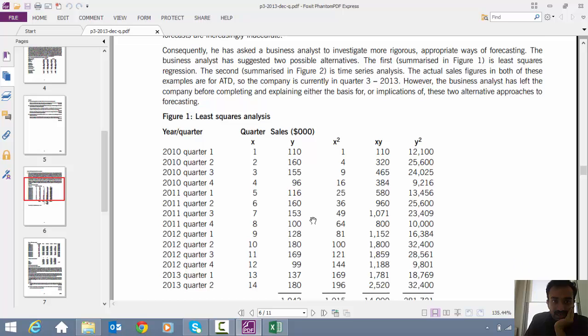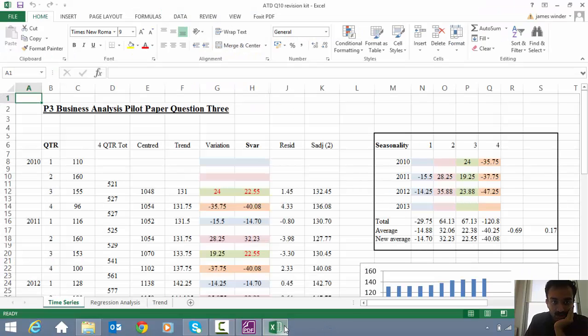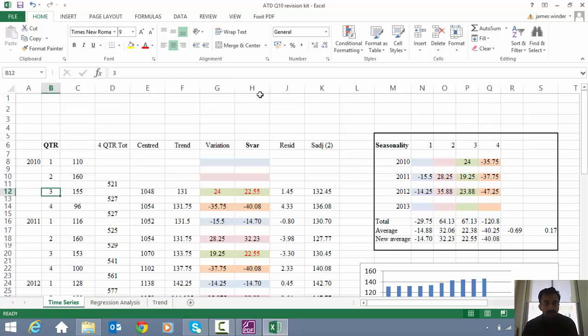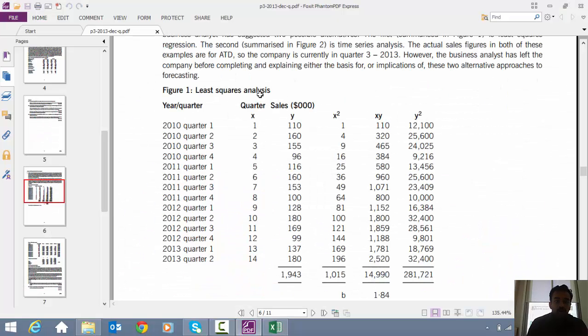Now let's look at the purpose of least squares analysis or regression analysis. I've just put the numbers into an Excel sheet here, which will help us understand the model better. We just keyed in the data there. What do we have there? We have data on the quarterly sales for the 4 years from 2010 to 2013. You've been given data for 14 quarters there, and you also have the sales values given to you.